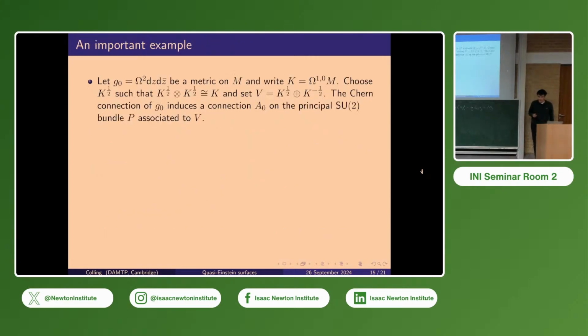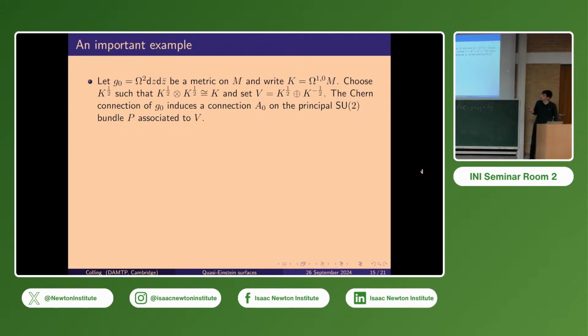So I'll discuss an example of a solution to the Hitchin equations that will be relevant to match our problem to quasi-Einstein. So for this solution, we start with some metric g0, which is some conformal factor omega times dz dz bar on some Riemann surface M. And we write K for the canonical bundle. So then we take some square root of K and define V to be K to the 1/2, the square root, plus the dual of the square root.